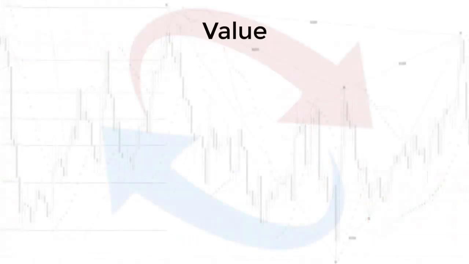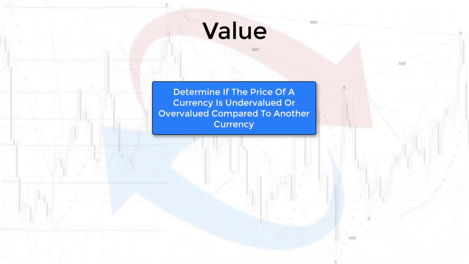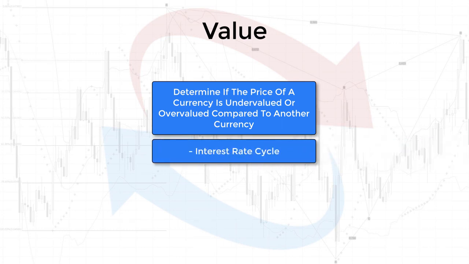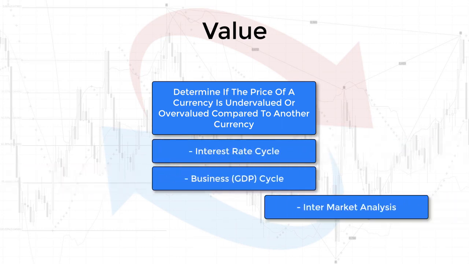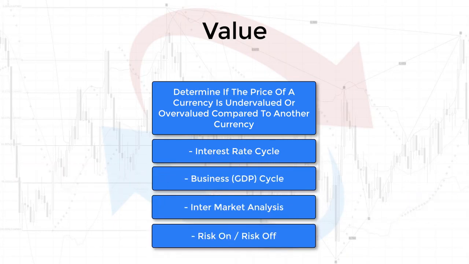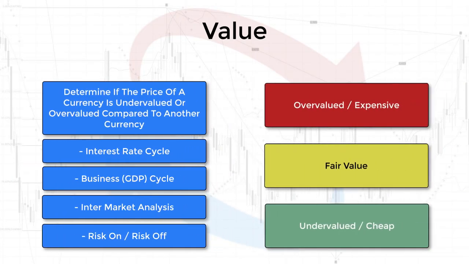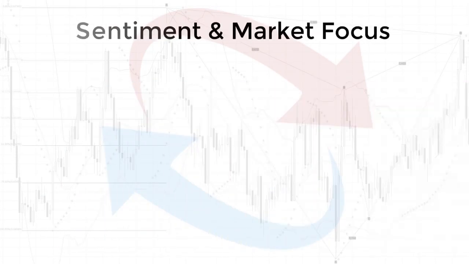As Forex traders, we need to understand when a price of a currency is undervalued or cheap compared to another. Using fundamental analysis indicators like interest rate cycles, business cycles and intermarket analysis, you will be able to determine whether you are buying a currency at bargain prices or if a currency is overvalued.